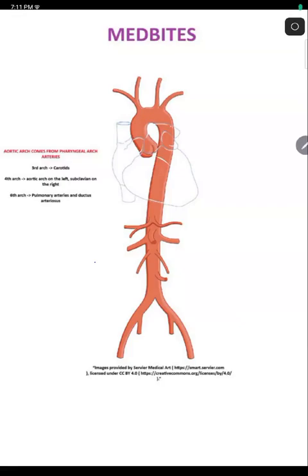It's extremely important for your anatomy and embryology classes, and sometimes it gets used in pathology. So let's get to it. The aortic arch has three branches. This is the first one, the second one, and the third one.